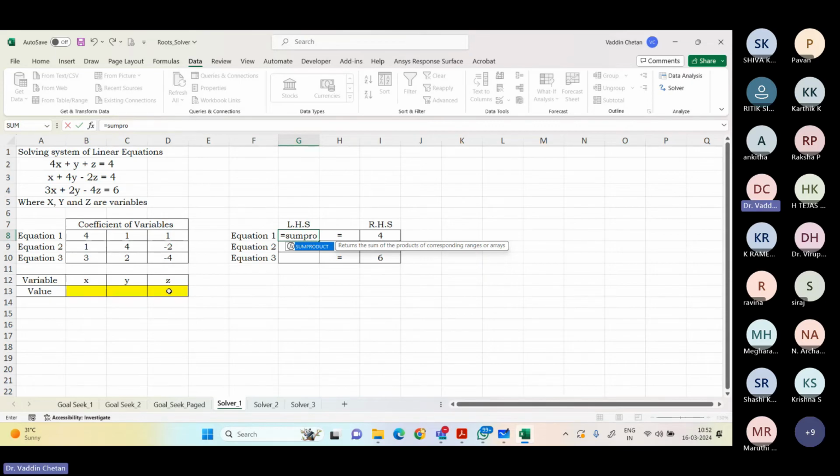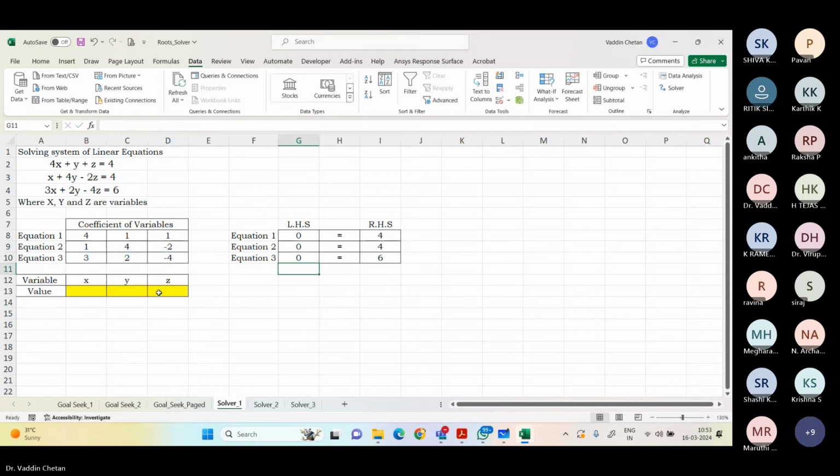So now I will use the sum product and this array 2 is this. Close this, enter. Similarly, I'm using a sum product, equation 2, comma, this XYZ values, close the brace, enter. Similarly, one more sum product, equation 3, comma, XYZ, close this brace, enter.